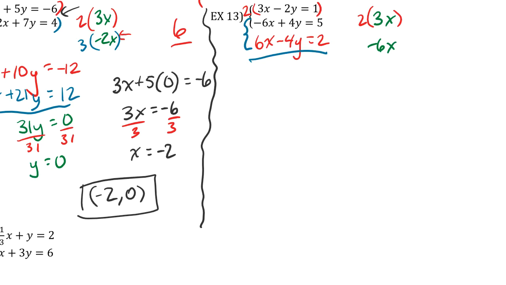Negative 6x plus 6x is 0. 4y minus 4y is also 0, so it's just 0 on that side. There's nothing left. Then 5 plus 2 is 7. So we're back at one of these cases. All the variables are gone. 0 equals 7 does not make sense, so it is a false statement, which means our answer will be no solution.